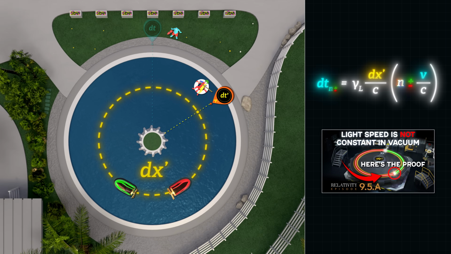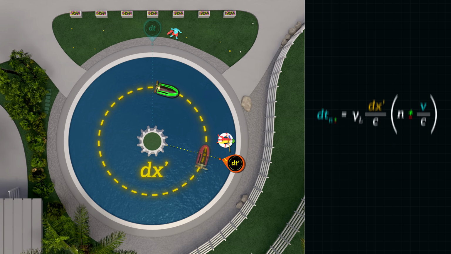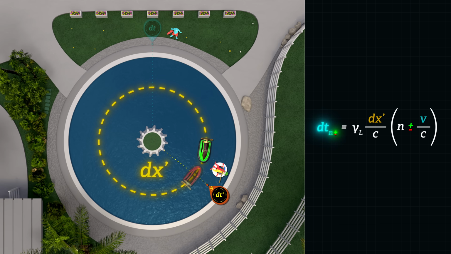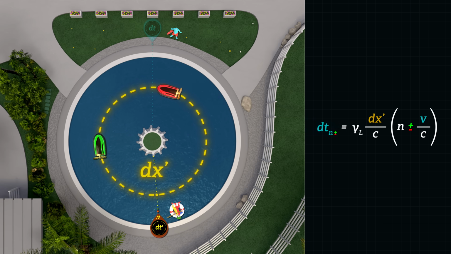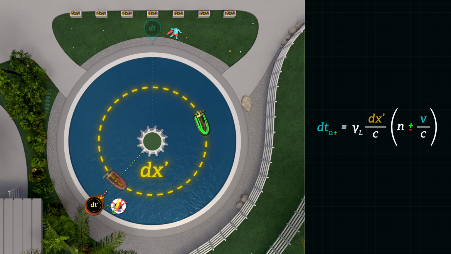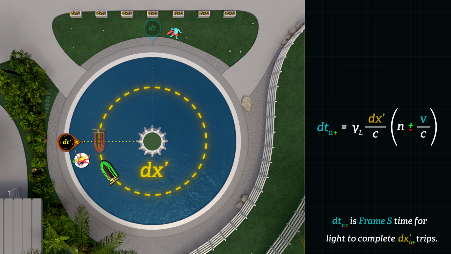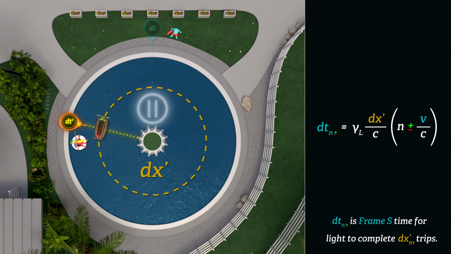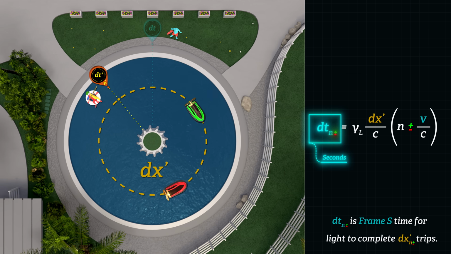We can use the time formula that we derived in episode 9.5a to compute this time. dt sub n plus or minus is the time for light, or a hovercraft, to travel in either the plus, downstream, or minus, upstream directions, starting at a moving clock and traveling around the circuit back to the same moving clock, as converted to stationary frame units of time. That is, denominated in stationary seconds.